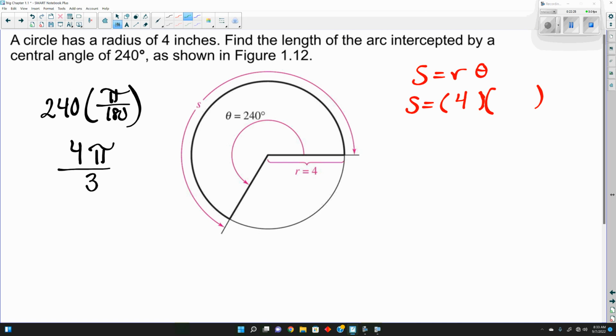So what we can do is plug in 4 pi over 3 for this here. And last but not least, we just need to multiply. Now, for the exact answer, we do 4 times 4 pi over 3, which is 16 pi over 3. That would be the exact answer.